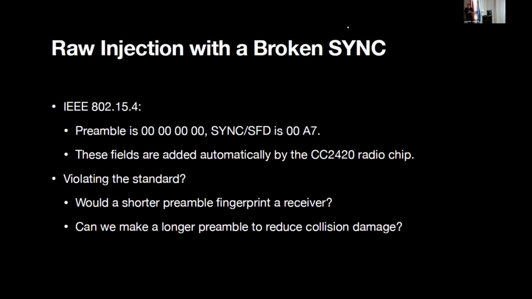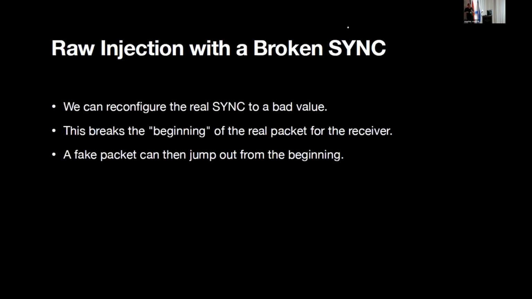So the way that you can figure this out, the way that you can inject a raw frame, is that you can reconfigure the real sync field. This is the 00A7 that marks the start of the packet for the receiver. You can change that to just 00, which is illegal, which means that the receiver will skip right past that point, believing that it's listening to background noise.